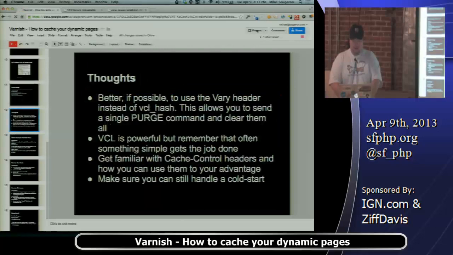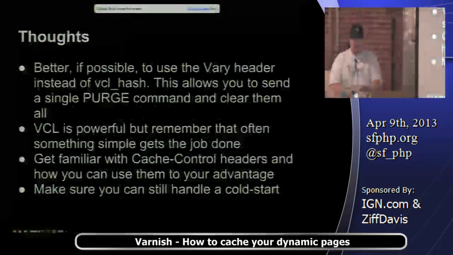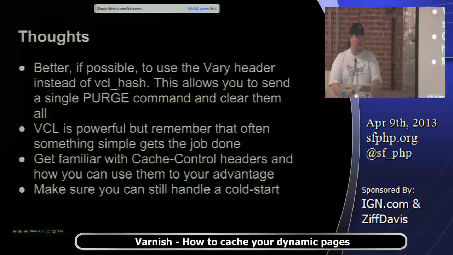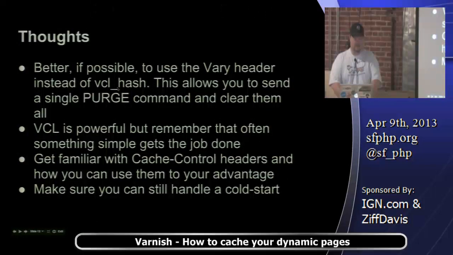Hold on here. A couple of things I just want to point out as a thought. We mentioned using the Vary header instead of the VCL hash. It makes it a lot easier to do the purge. You can do a hell of a lot with the VCL, but remember sometimes simple is better. The whole KISS thing. Get familiar with the cache control headers because you're going to be manipulating those. It's really going to impact what you're doing.